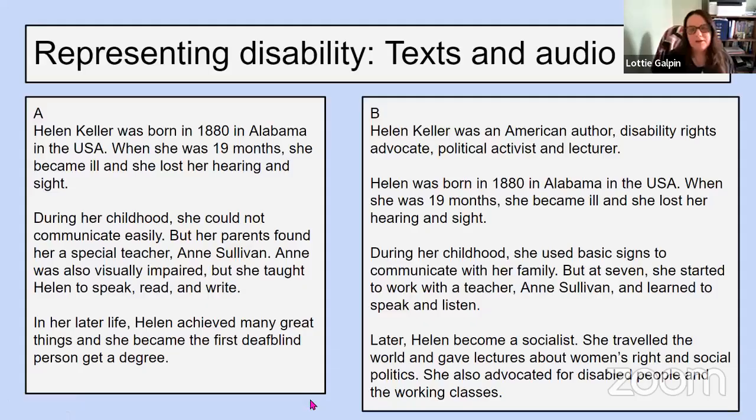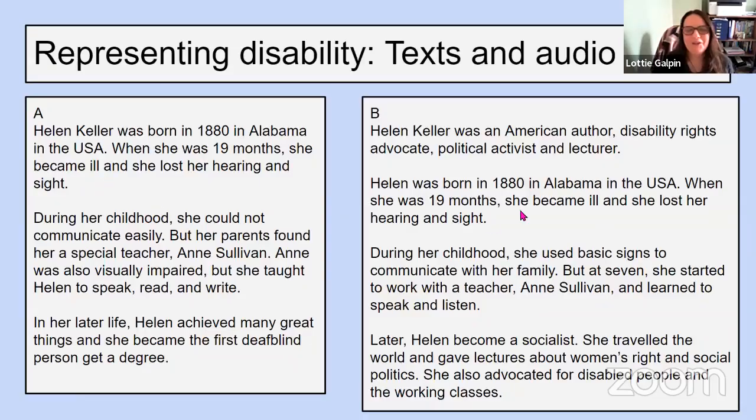Okay, so I want to have a quick look at how we use text and audio. I want to start with what I think is a pretty standard way that we represent disability. We'll have a text about a disabled person, and I've gone for ELT favourite, Helen Keller. Has there been an ELT course without her? I don't know.